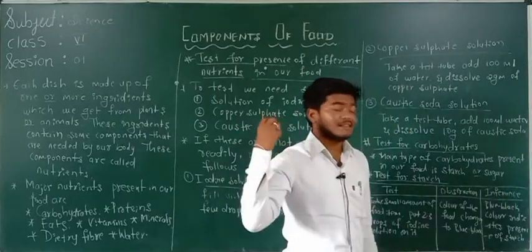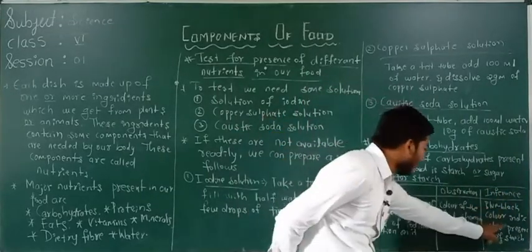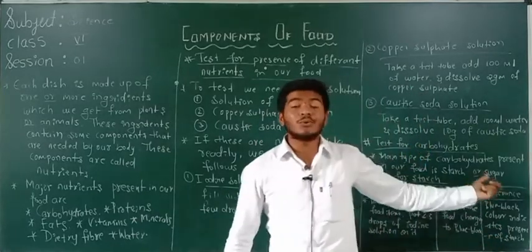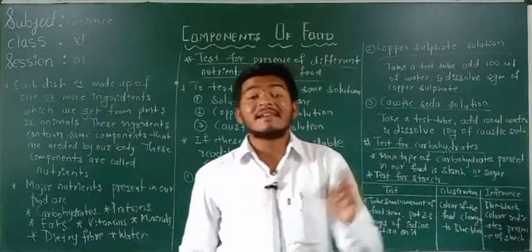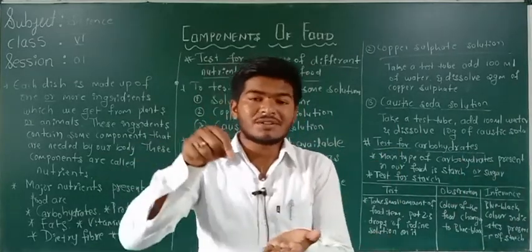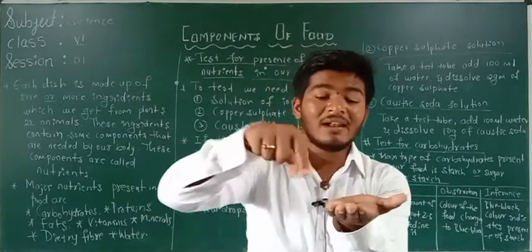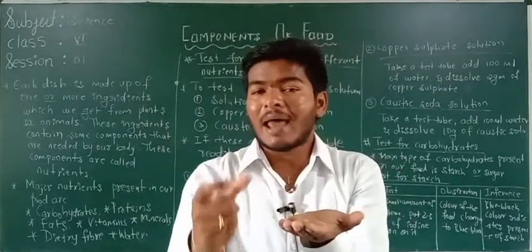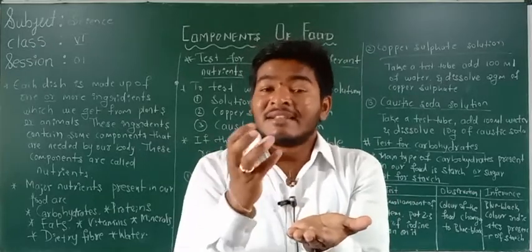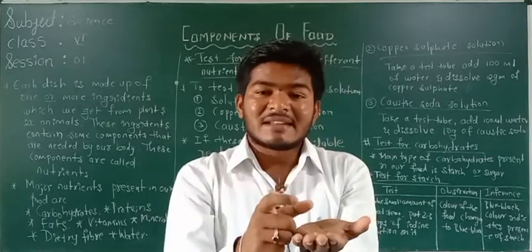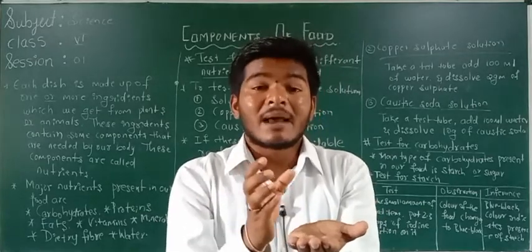What result do we get here? Blue black color indicates the presence of starch. This blue black color indicates the presence of starch. If, when you put the iodine solution on the food material, the color of the food material turns blue black, that tells us the food material contains starch. That starch is nothing but carbohydrate.